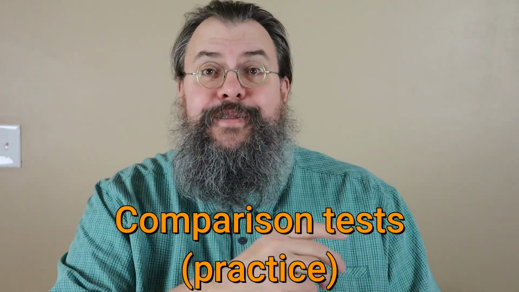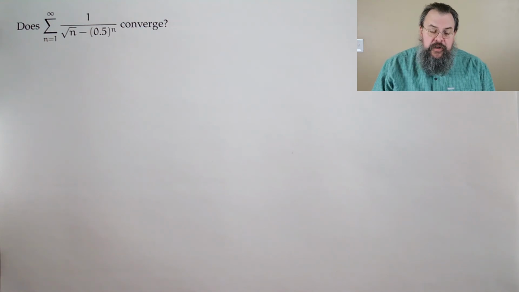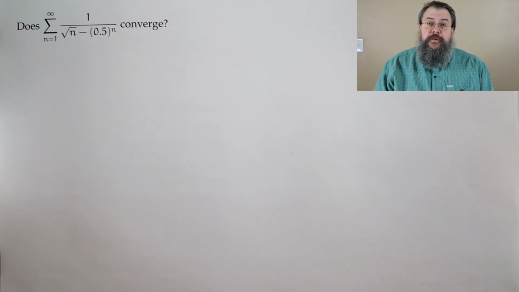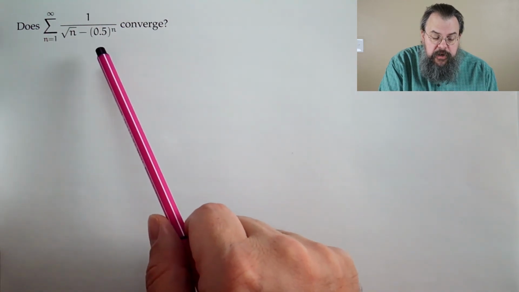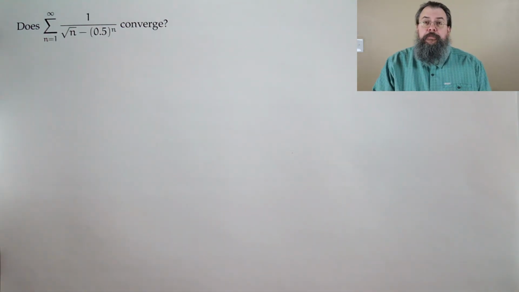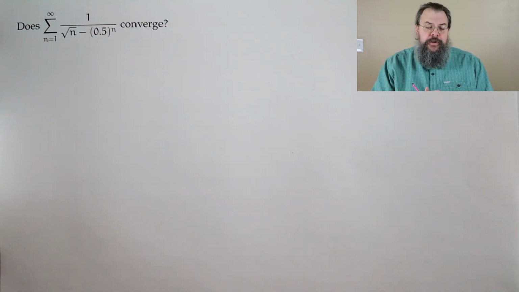So, let's begin. Our first problem. Does the sum from 1 to infinity of 1 over root n minus 0.5 to the n converge? All right. So, what are we going to do?